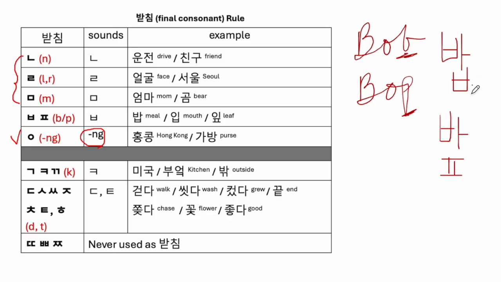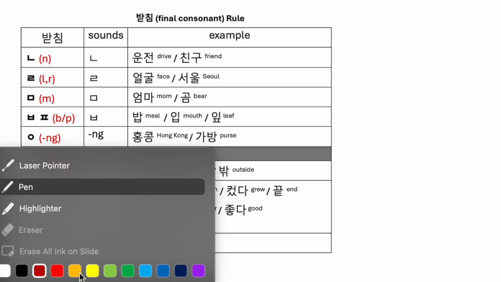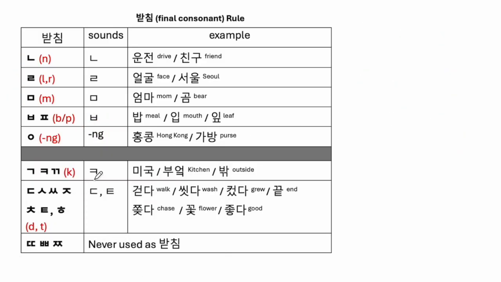So what does this sound like? Some books will say it sounds like b. Some books will say it sounds like p. It does not matter. They are both true to its sound, but they have the same sound, whether you call it b or p. All right, and then ㄱ, ㅋ, ㄱ, they all sound the same. It is g sound or k sound, doesn't matter.